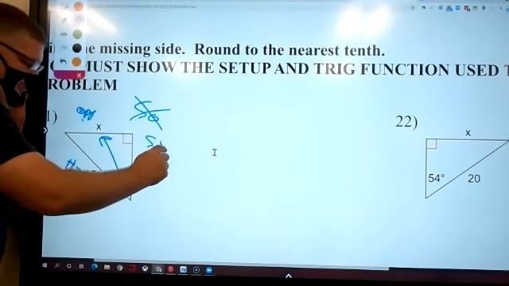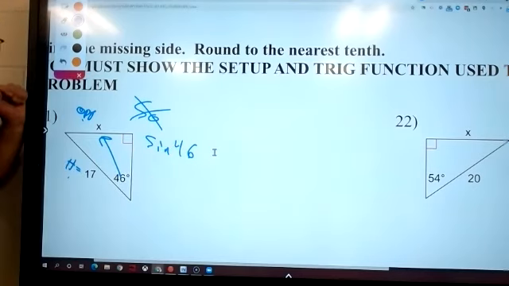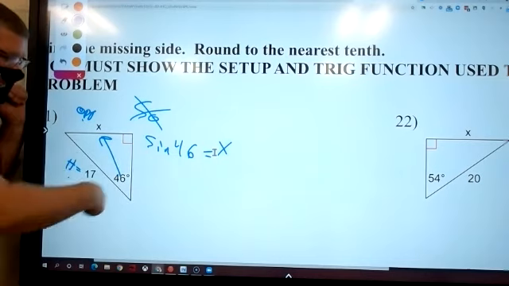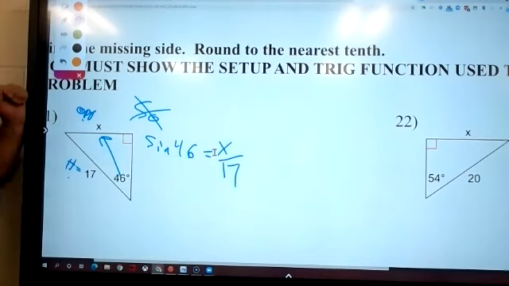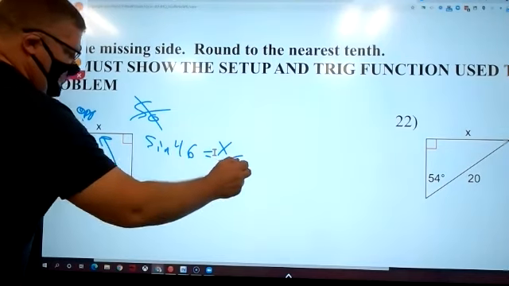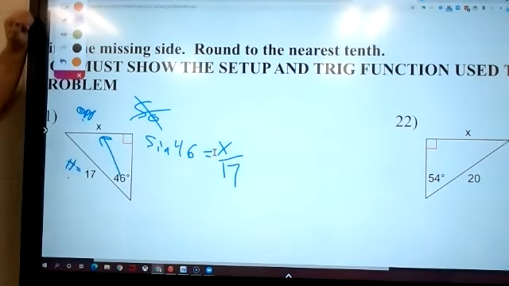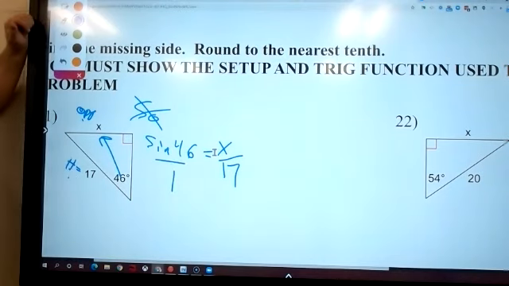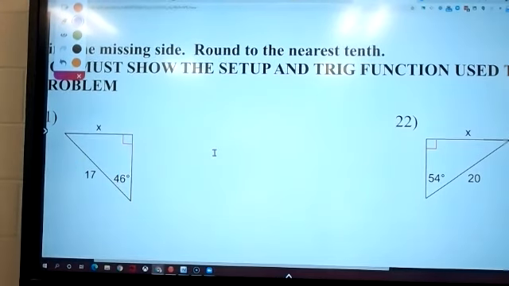Okay, yes. Sine 46, right, equals the thing I don't know over 17. How do I solve that? Could I just multiply both sides by 17 to get x by itself? If you're confused, could I put it over 1 and cross multiply and solve? Do both of those ways work? 100%.